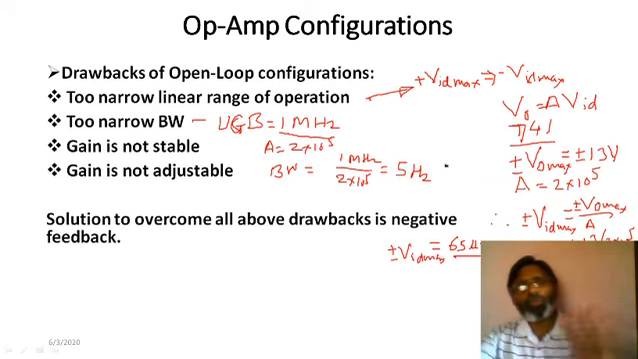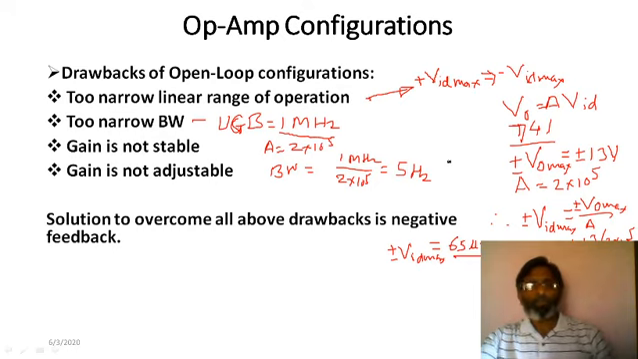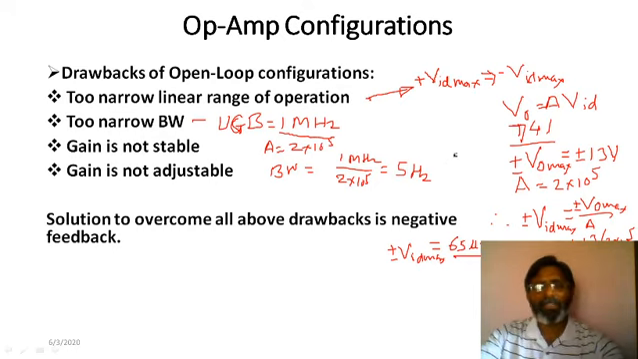So this is too narrow, because if I want to amplify a voice signal, we know that the voice signal starts from 20 hertz and goes up to 20 kilohertz. So I can't amplify the voice signal. This 5 hertz bandwidth is too narrow. We should have a wider bandwidth so that a variety of signals can be amplified using the op-amp. So this is another problem.